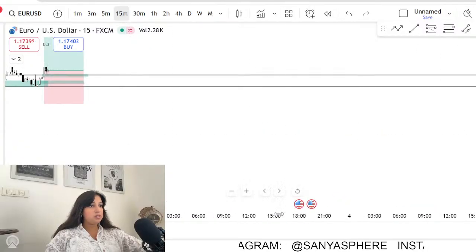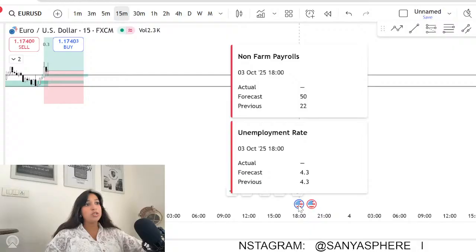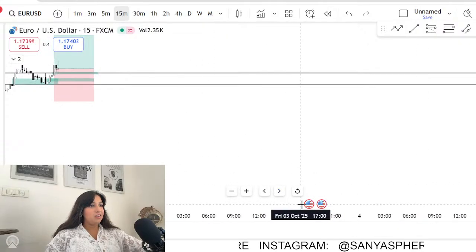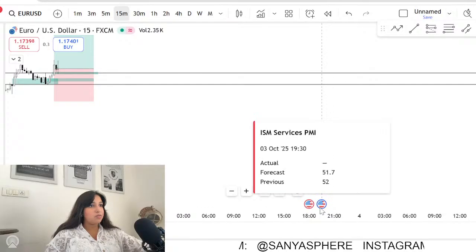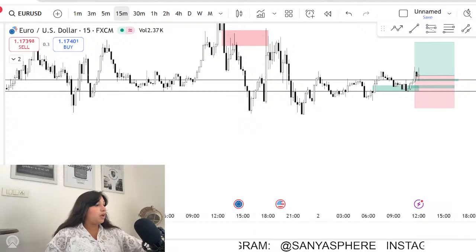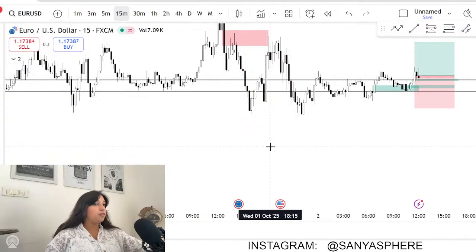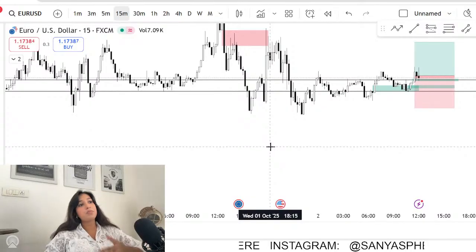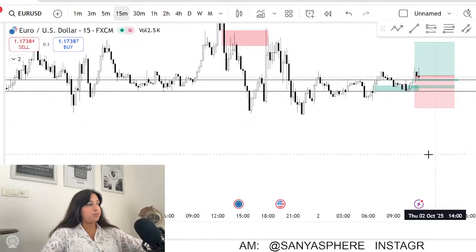Let me see if there's any news today. Okay, so there's NFP, non-farm employment roles, and we have the PMI too. So that's why it might be that we have some kind of consolidation today, because whenever we have the news in the NY session, we already know that we have the consolidation.